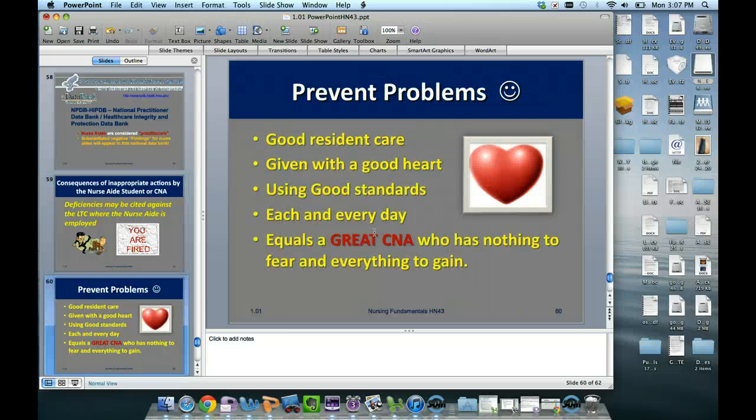So in order to prevent problems, you want to provide good patient care, resident care, give it with a good heart, using good standards every day, all the time. That means a great CNA who has nothing to fear and everything to gain. So again, you have to be careful professionally and you have to be careful personally.